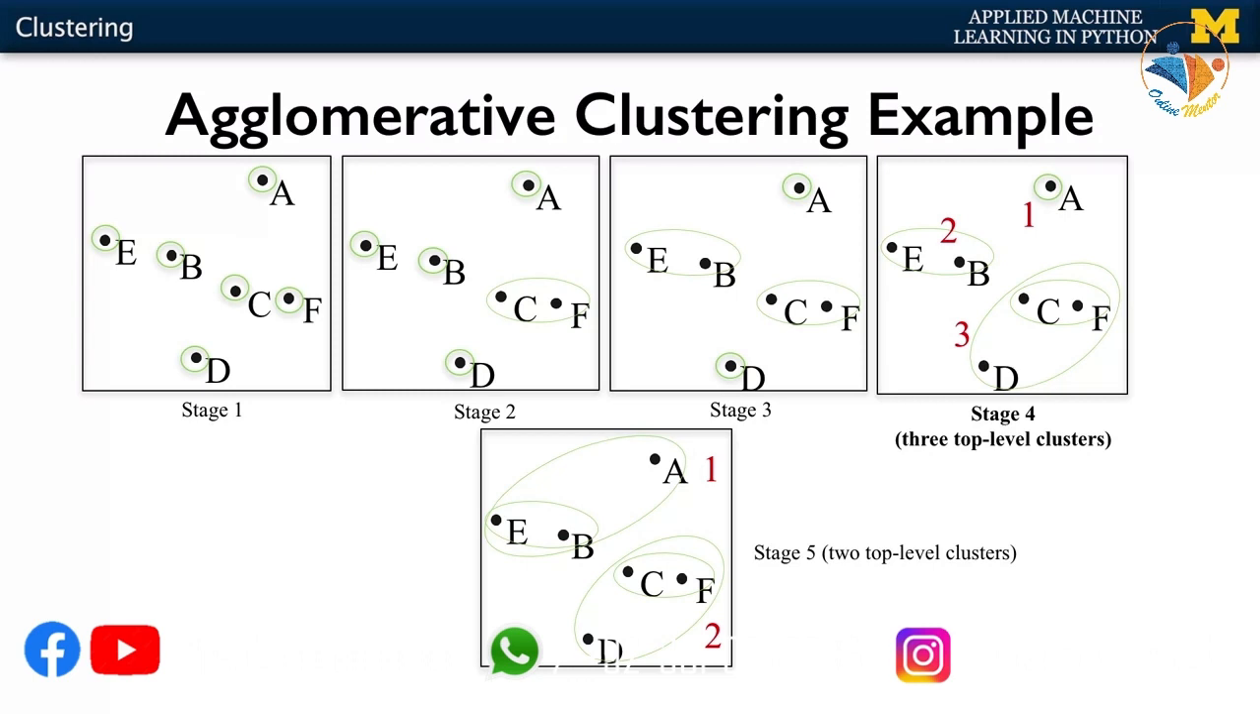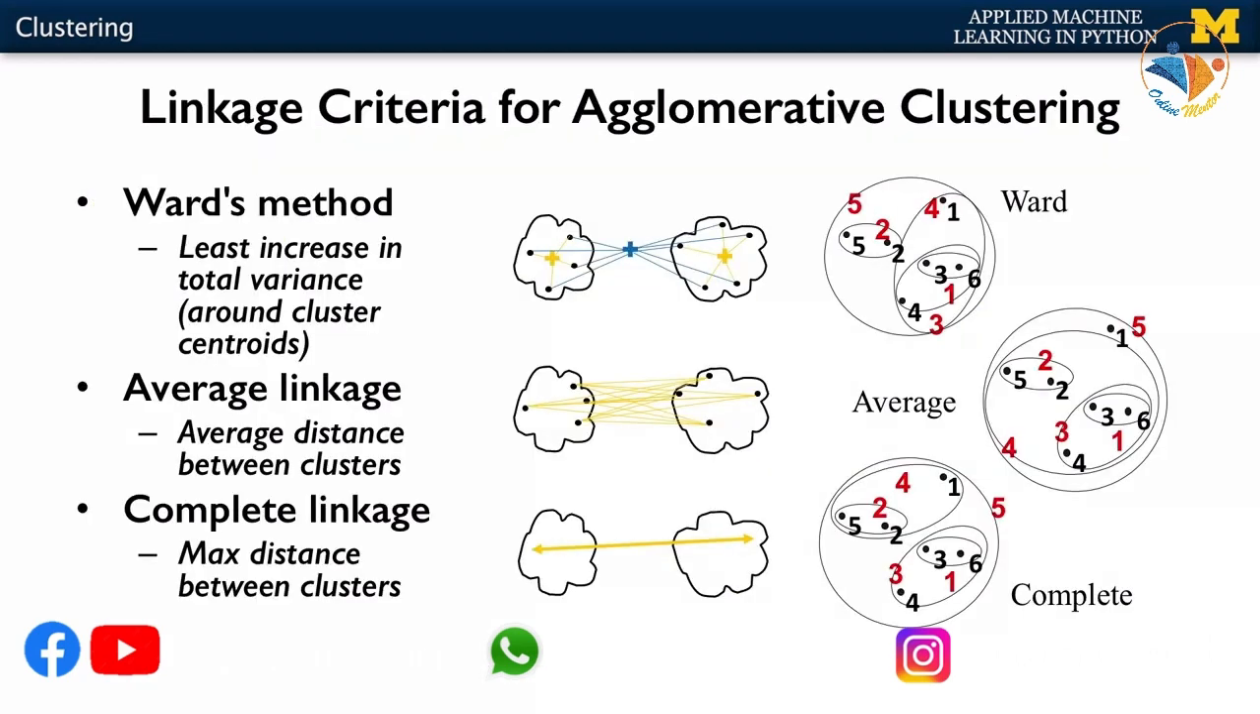You can choose how the agglomerative clustering algorithm determines the most similar cluster by specifying one of several possible linkage criteria. In scikit-learn, the following 3 linkage criteria are available: Ward, average, and complete. Ward's method chooses to merge the 2 clusters that give the smallest increase in total variance within all clusters. Average linkage merges the 2 clusters that have the smallest average distance between points.